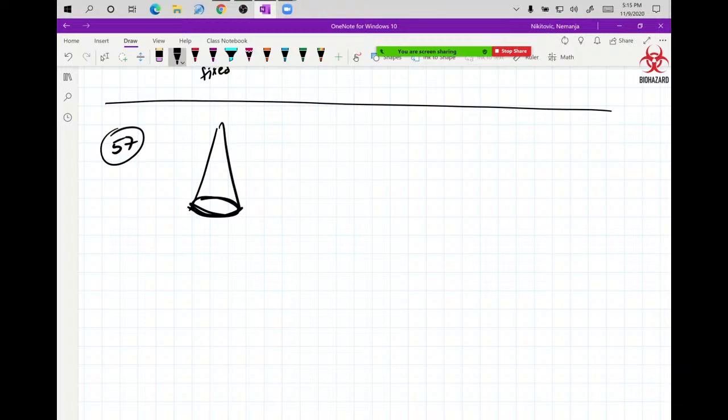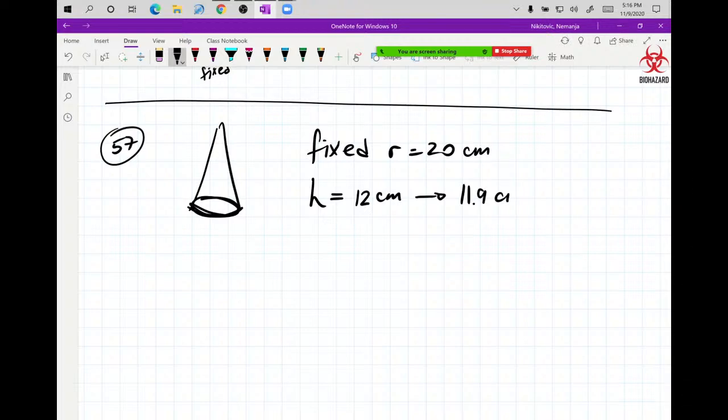where the radius is fixed at 20 centimeters. When its height decreases from 12 centimeters to 11.9 centimeters, approximate the stuff.